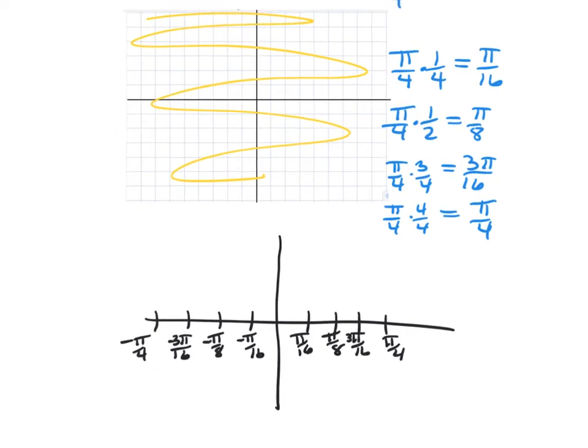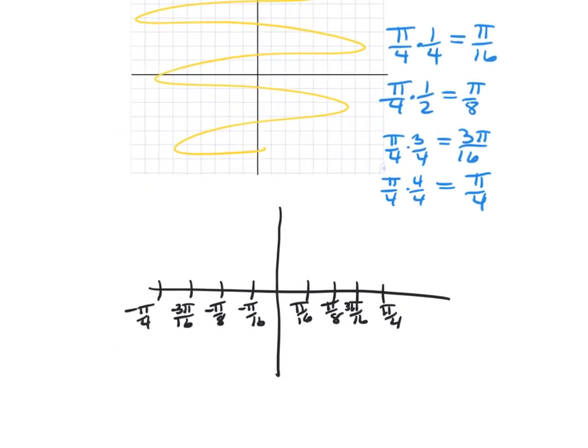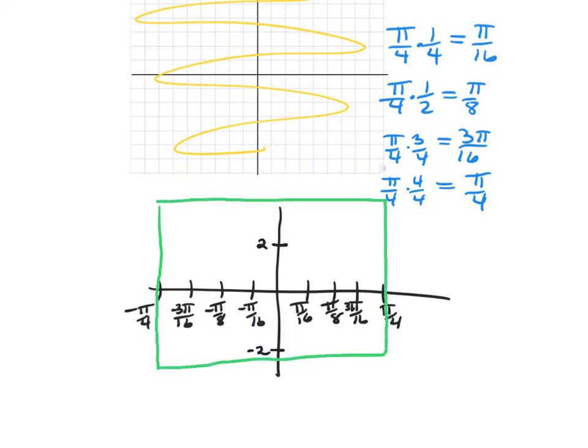So let's go ahead and make our window. Now we also have an amplitude, so we could add that in here. So let's add in a 2 and the negative 2. And now let me frame my window here. So from the negative pi over 4 to the positive pi over 4. This is where I want to see my tangent graph. Remember, tangent of 0, we're going to start here at 0, 0.